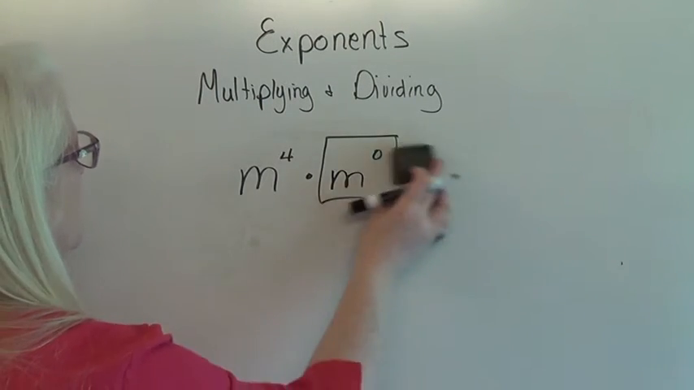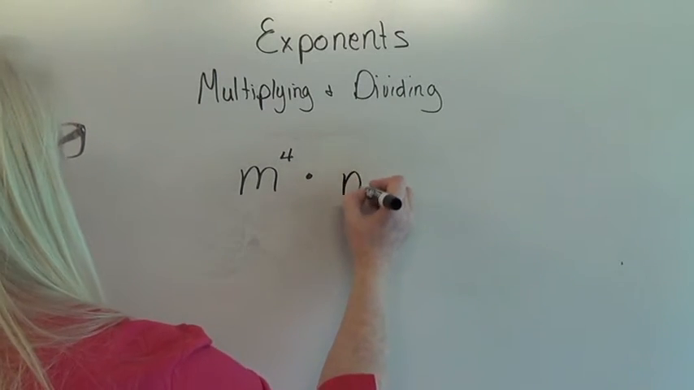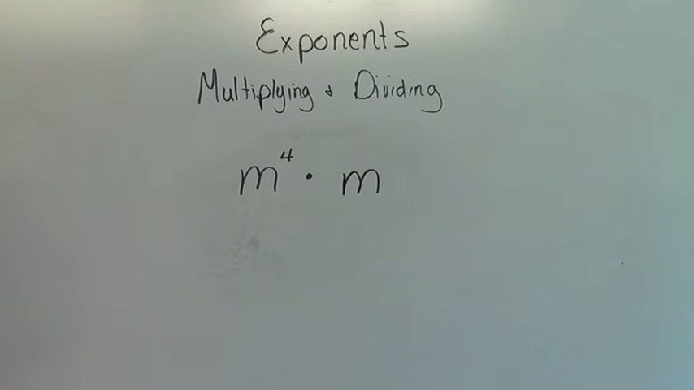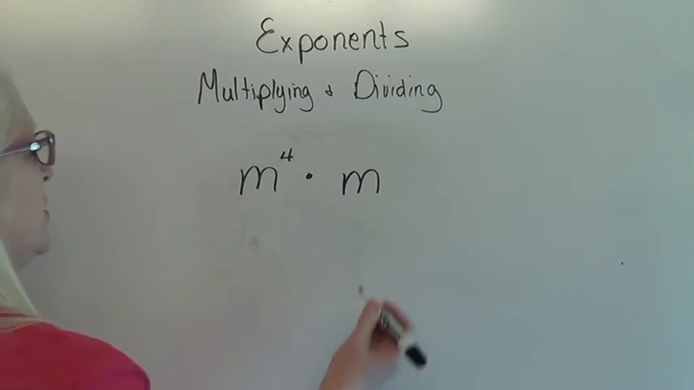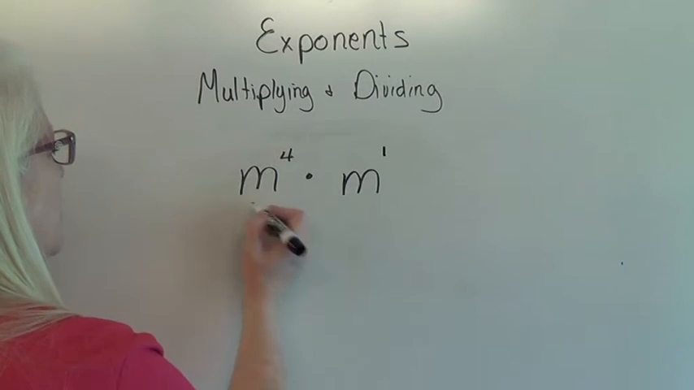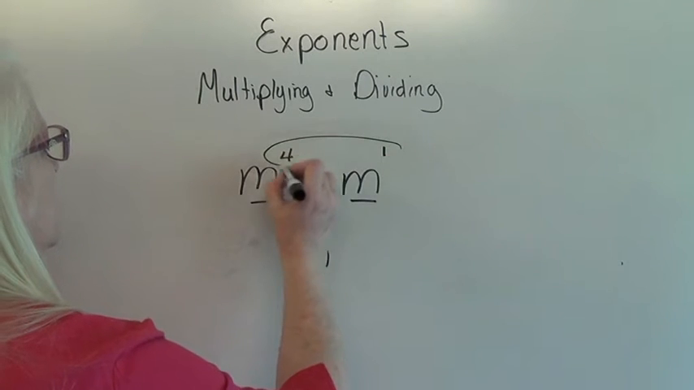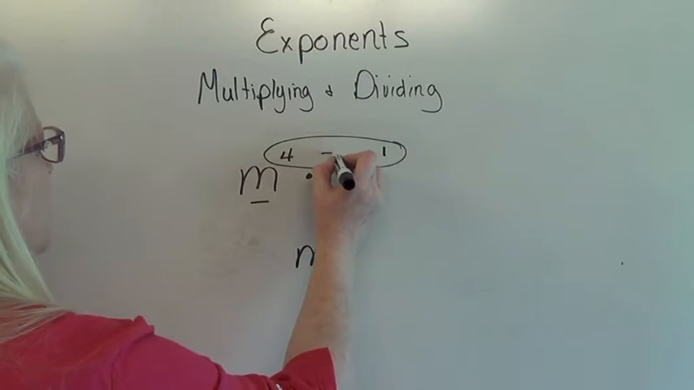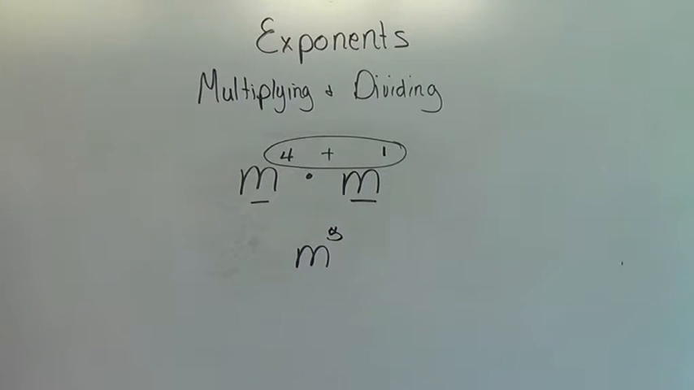Okay, well let's change this just a little bit. Let's say that we had m to the fourth times m. Well, this time, remember, there's no exponent, but there's really an invisible understood exponent of a 1. So I'm going to keep my same base of m, and then the rule is that if it's the same base, I can simply add the exponents, and so that would give me m to the fifth power.